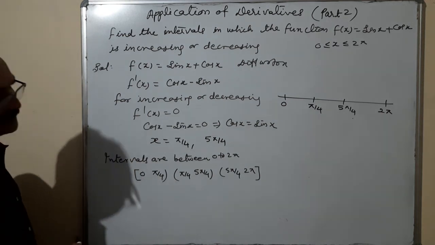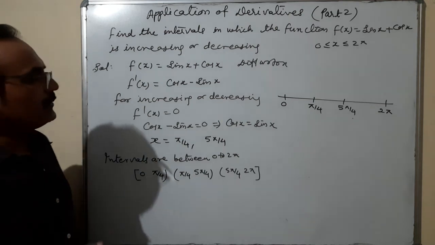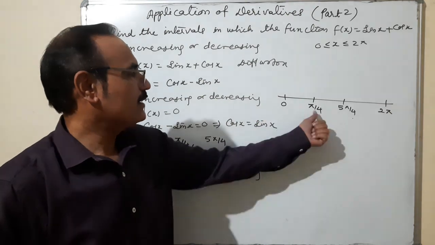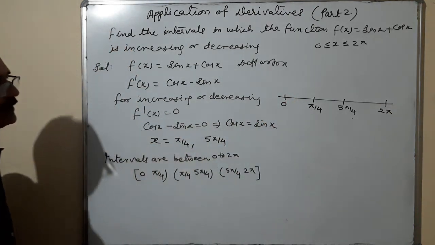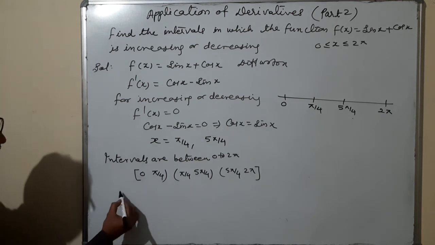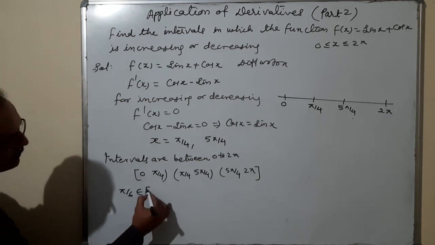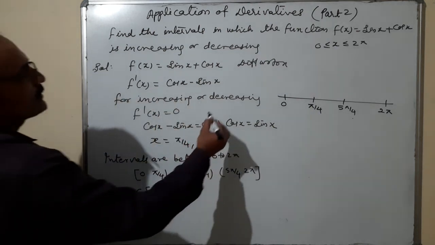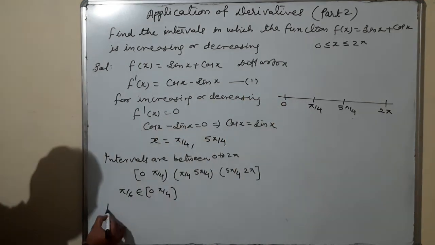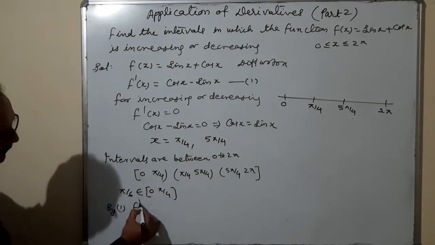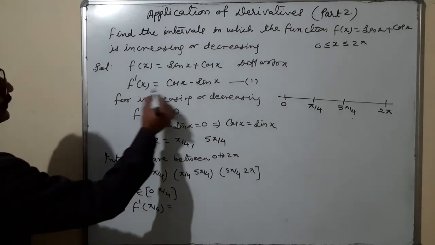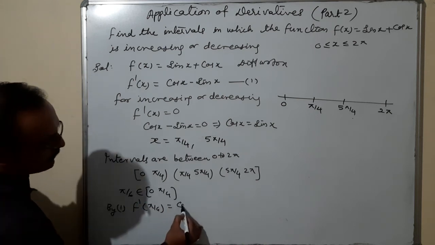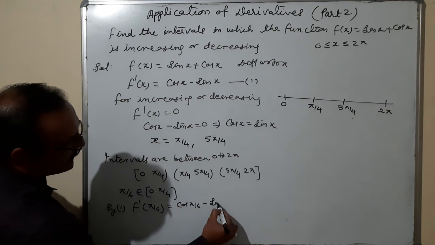Between 0 to pi by 4. Again using the same concept, between 0 to 45 we want to take any degree number, like 30 degree I am selecting here. So 30, that means pi by 6. Pi by 6 belongs to 0 to pi by 4. Okay, pi by 6 in f dash x. F dash pi by 6 is equal to cos pi by 6 minus sin pi by 6.